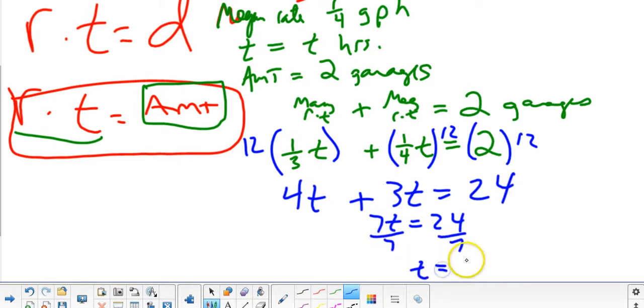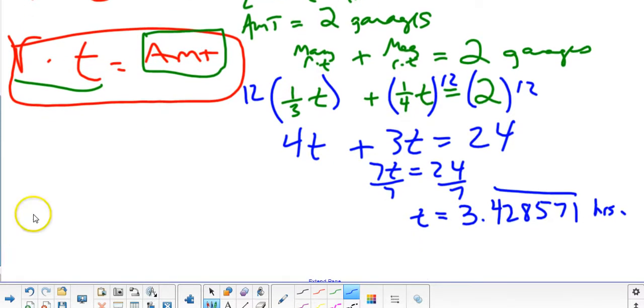T equals 24/7, which is 3. And for Luke, we'll say it's 0.428571 repeating hours. I know that doesn't make any sense because of the long drawn-out decimal. So we'll make it 3 3/7 hours.